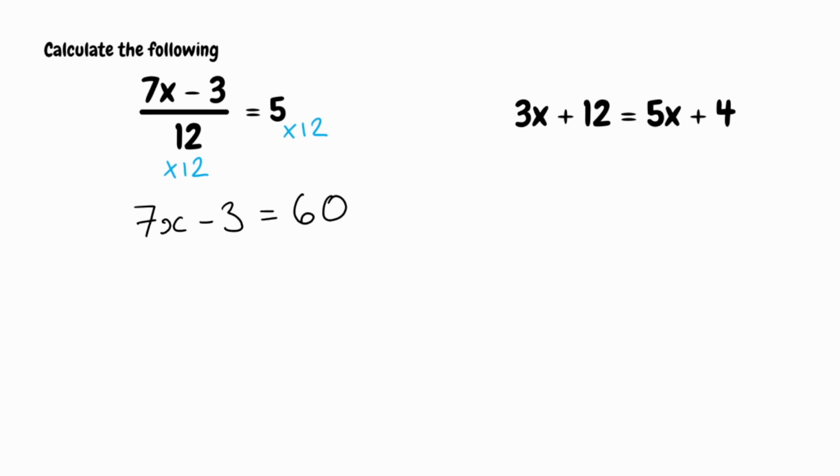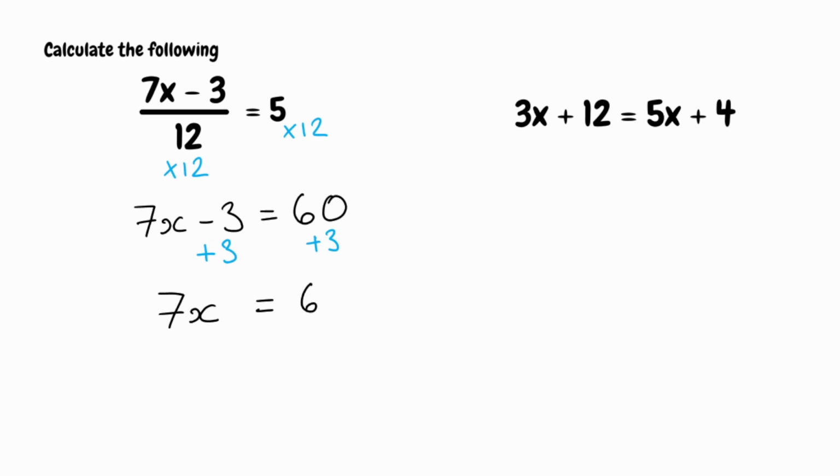So we've now got that 7x take away 3 is equal to 60. So the next thing we're going to get rid of is this take away 3. To do the opposite of that, I need to add 3 to the left-hand side, which means I must also add 3 to the right-hand side. So those 3's are going to cancel on the left-hand side, leaving us with 7x is equal to, and then on the right-hand side, we have 60 plus 3.